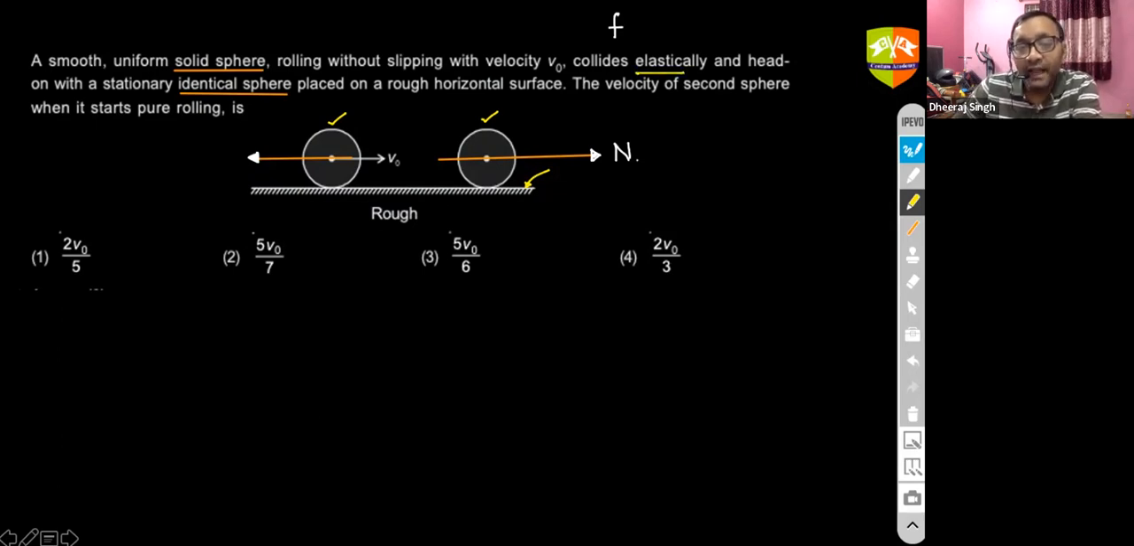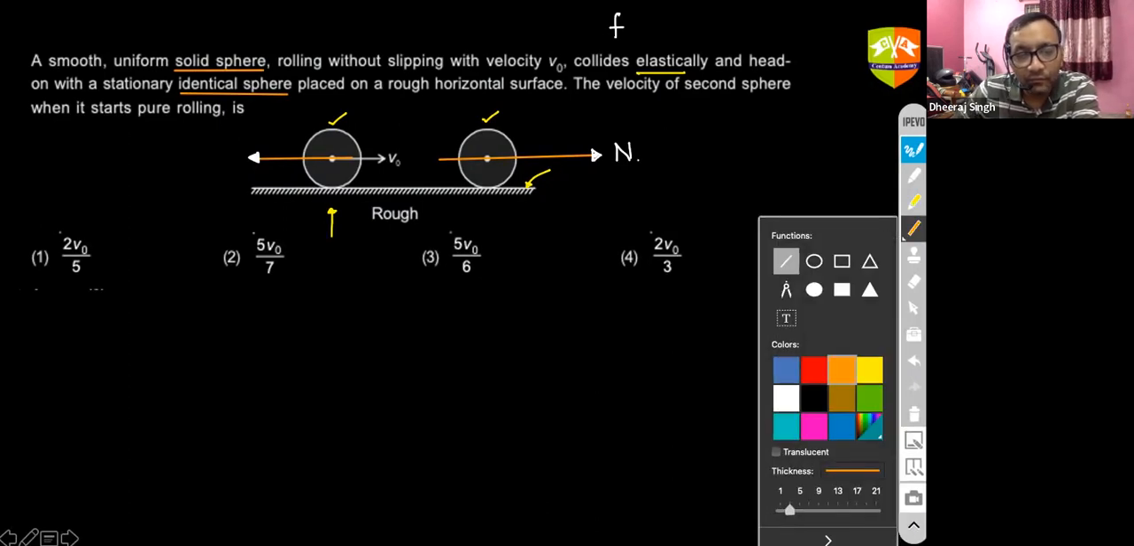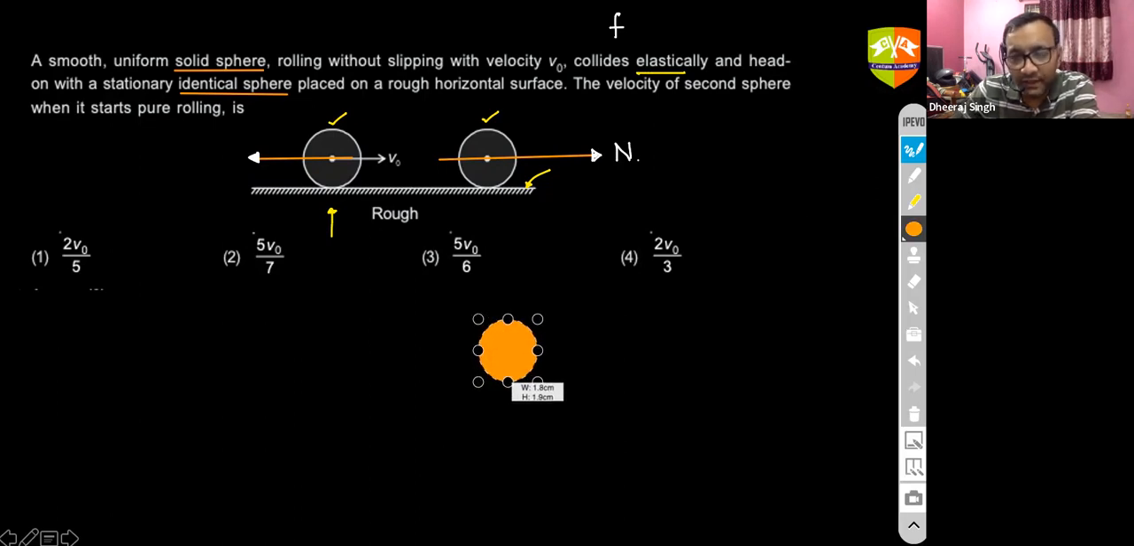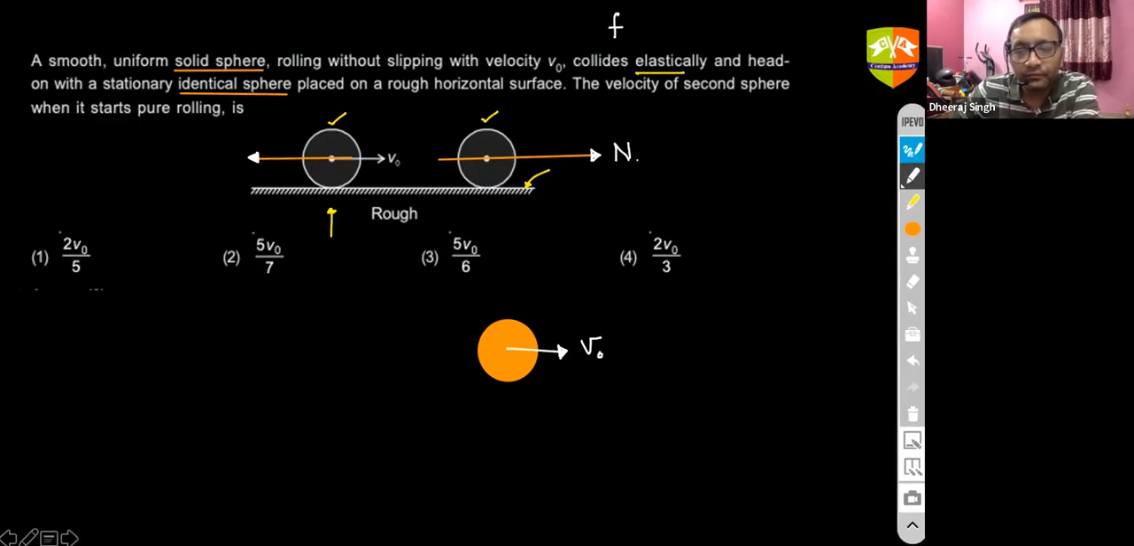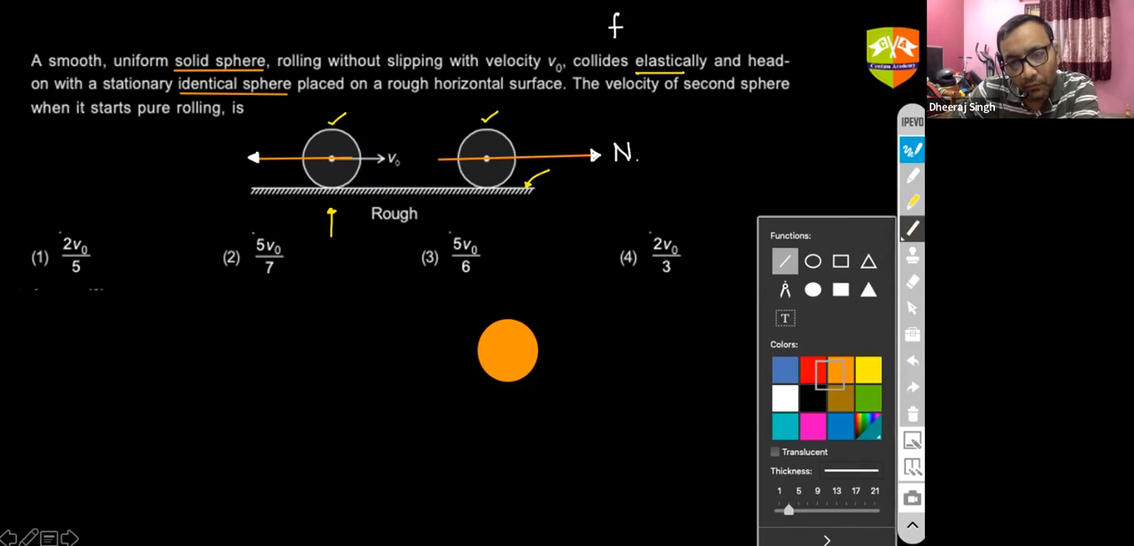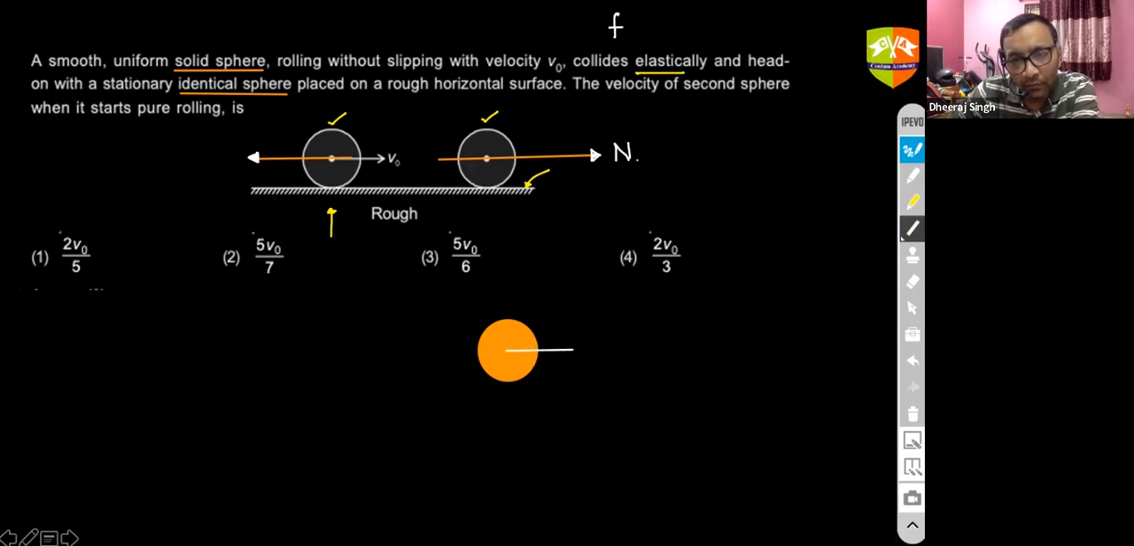So can I say that the first one comes to rest and second one starts moving with the same velocity? Can I say that, everyone? Right, they exchange velocities in the elastic collision. So the second one is moving with velocity of V naught. And the coefficient of friction is given. Plus your second sphere when it starts pure rolling. No, it is not given to us.